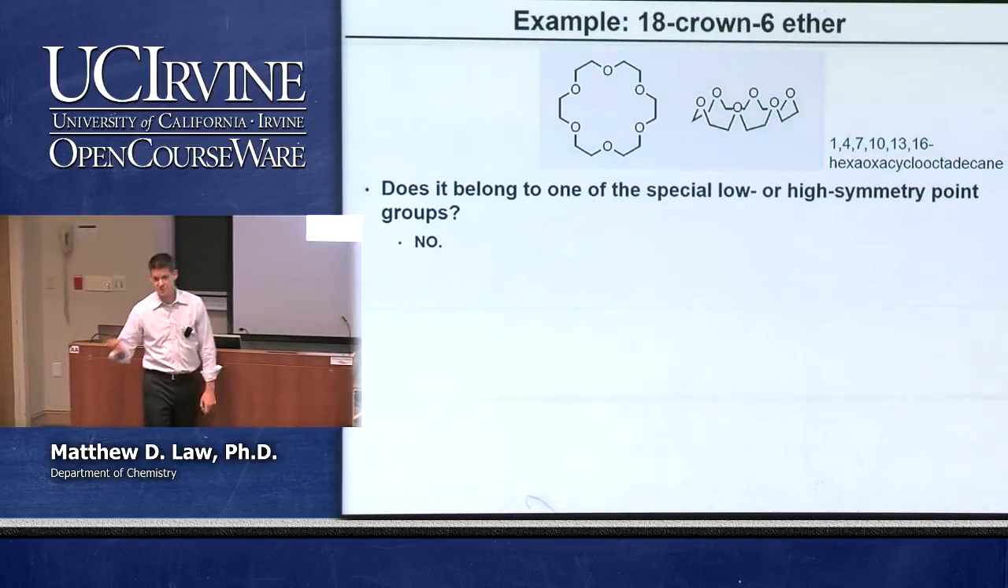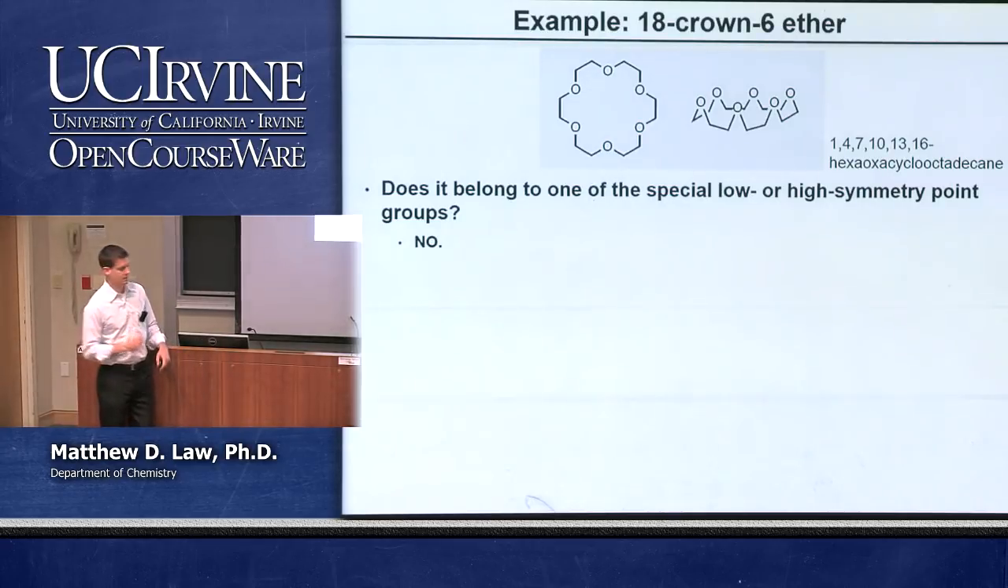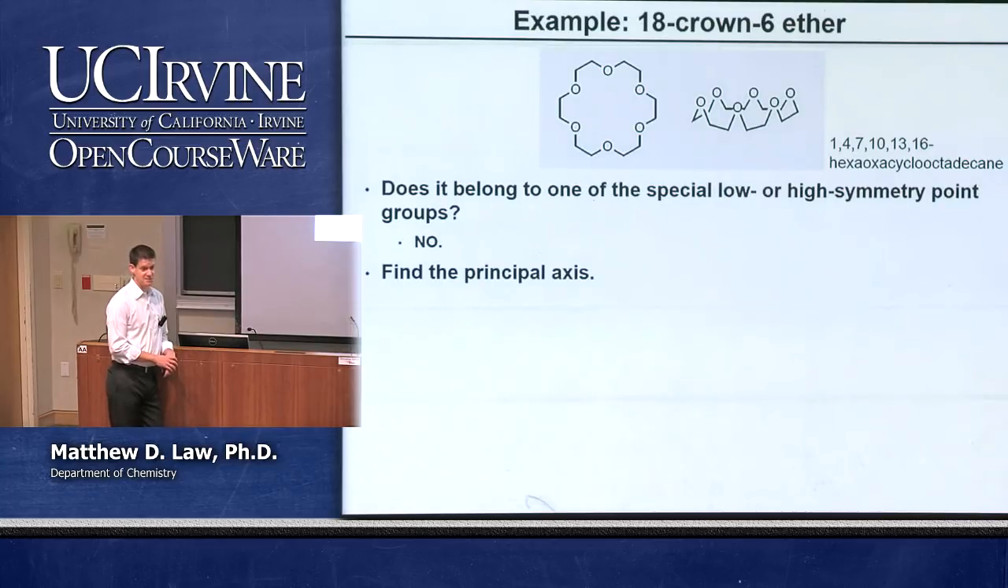Is it high symmetry? Is it low symmetry? No, according to my slide, anyway. Find the principal axis. What's the principal axis? There's a C6 right there. The symbol for the C6 is a little red hexagon here, right in the middle of the molecule. You rotate 60 degrees and you interchange all the atoms.